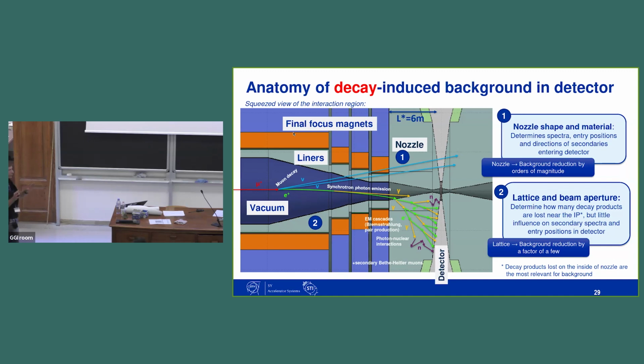Now, the nozzle shape and the material of the nozzle is very important to determine the spectra, the entry positions, and also the directions of secondary particles which are entering the detector. If we change the nozzle shape or the nozzle material, this will change. The nozzle reduces the background particles by orders of magnitude. So it's not a small reduction, really orders of magnitude. The other measures like changing the lattice, avoiding that too many decay products are lost nearby the interaction point, are a secondary effect. Here we can reduce the background by a factor of a few, but not by orders of magnitude. This is important to keep in mind.